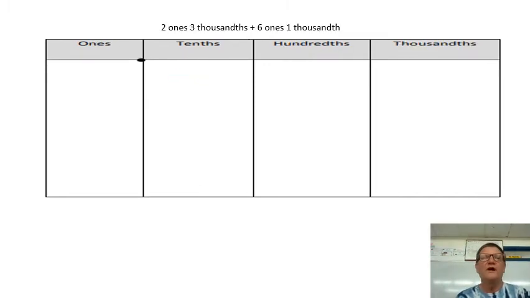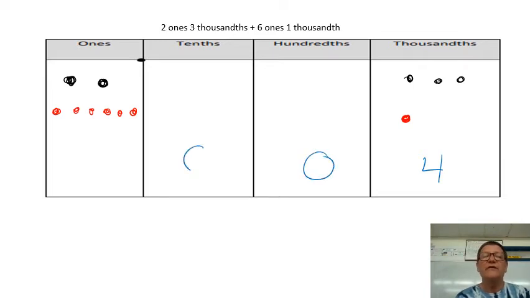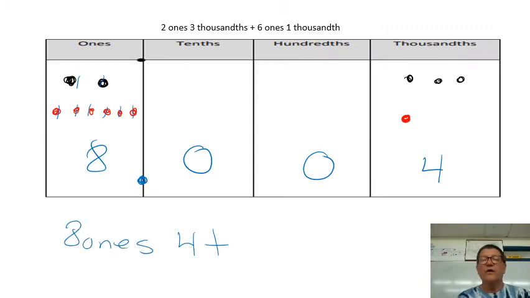Let's try another one. This one, it says I have 2 ones, so I'm going to go ahead and put 2 ones in there. There's 1 one and 2 ones, and 3 thousandths. It says 3 thousandths, so I'm coming to thousandths, so I'm going to put 3 of them in there. Now I'm going to change color so I can keep track of the 2 different numbers. The second one is 6 ones, so there's 1, 2, 3, 4, 5, 6, and 1 thousandth. So when I add these dots up, I can see here I have 4 thousandths. I have nothing in the hundredths. I have nothing in the tenths. And I have 1, 2, 3, 4, 5, 6, 7, 8 ones. So that's standard form right there, or I'd say 8 ones, 4 thousandths in unit form. So there's standard and unit form.